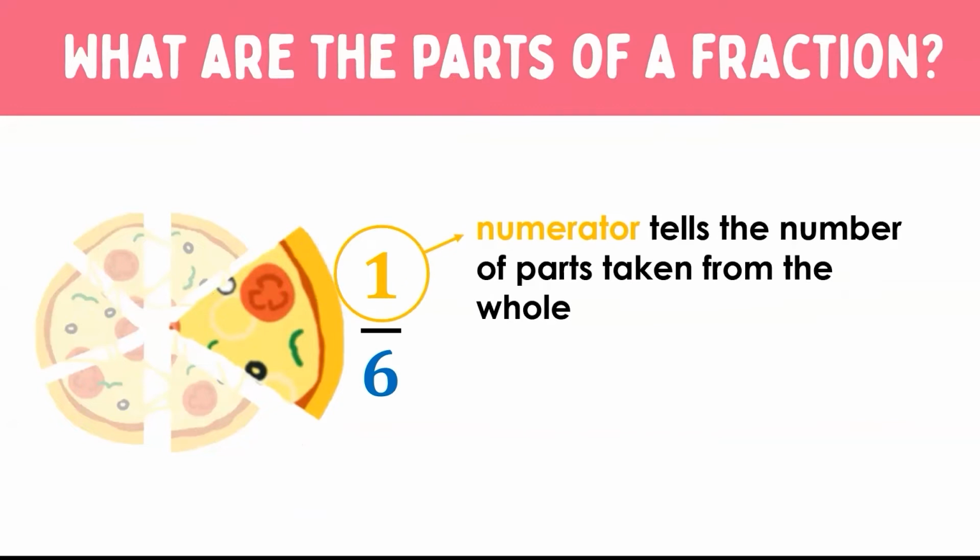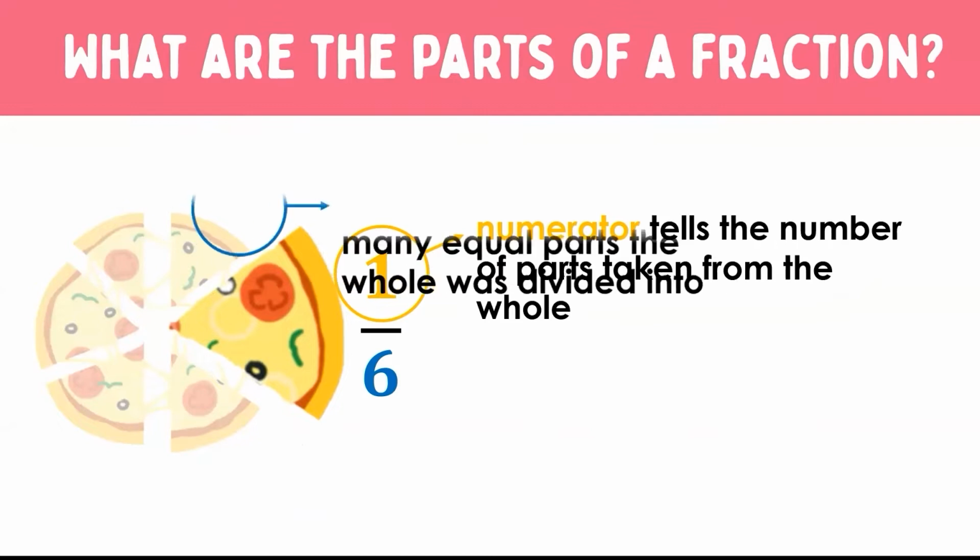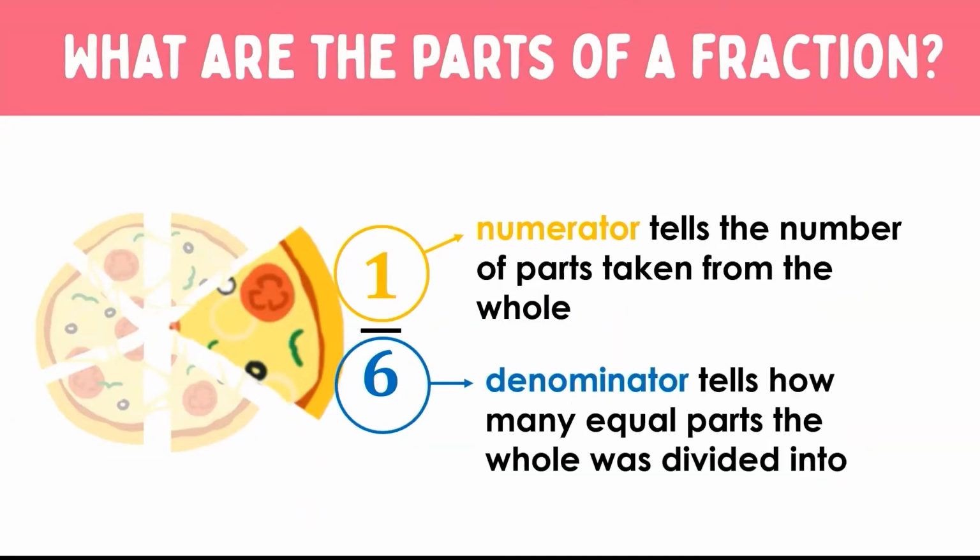On the other hand, this 6 here is called a denominator. It tells us the number of equal parts the whole was divided into. The numerator and the denominator are separated by this line segment called a fraction bar. Let's now move forward to the types of fractions.